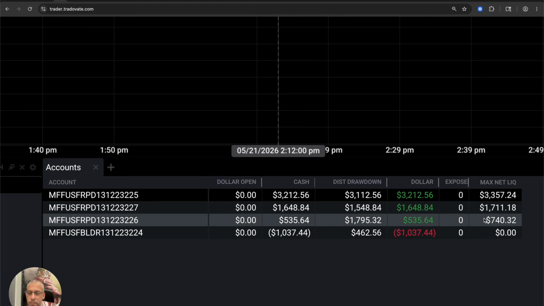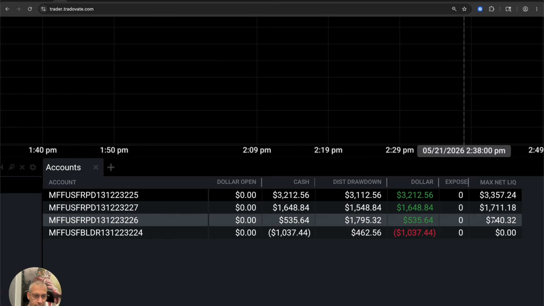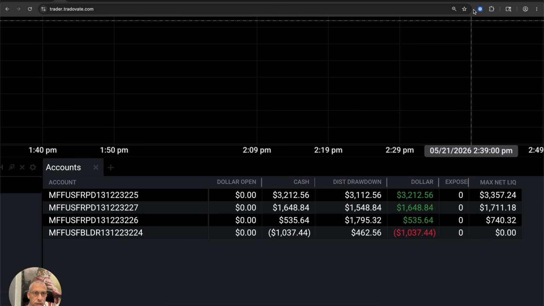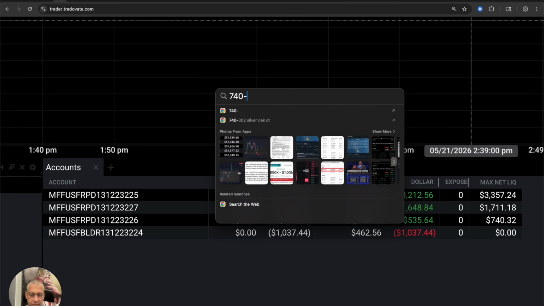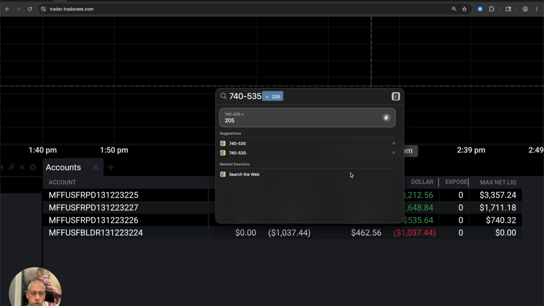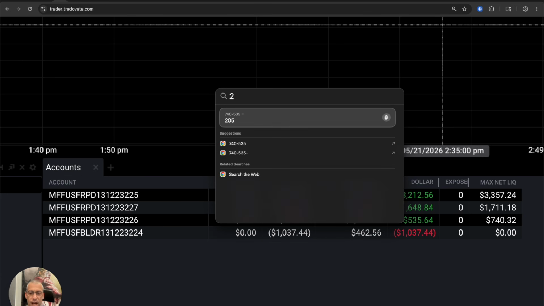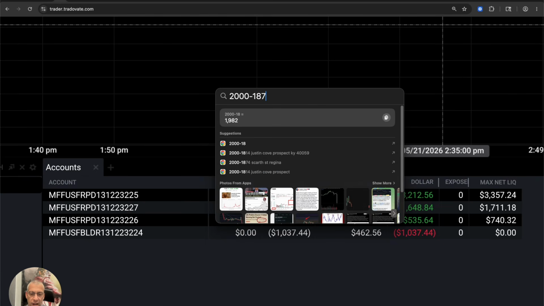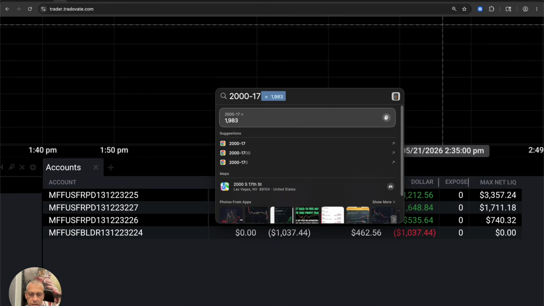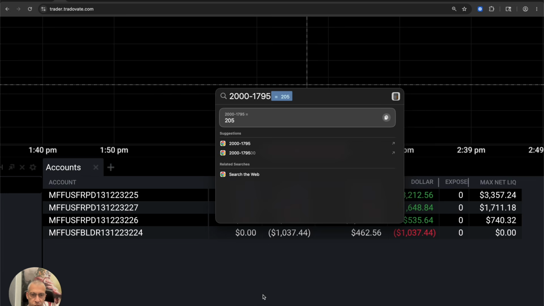Or it doesn't even have to be the last trade. It's just I was up as much as 740. Now I'm only up 535. Not only, but I'm up 535. Still a good day. But the drawdown was working against me from that high point. So look, 740 minus 535, that's $205. And if you do the math here, 2,000 minus 1,795 is 205. So you see how that works?